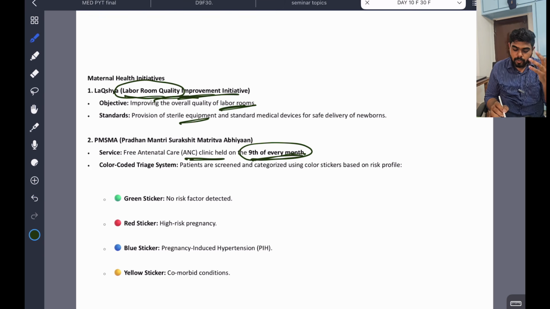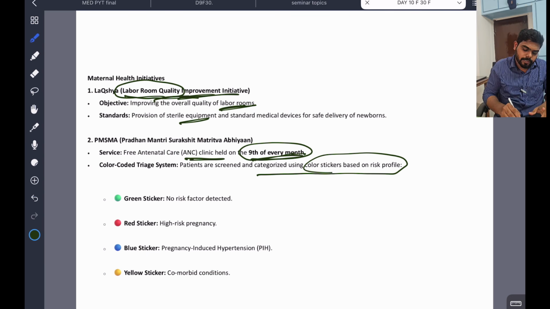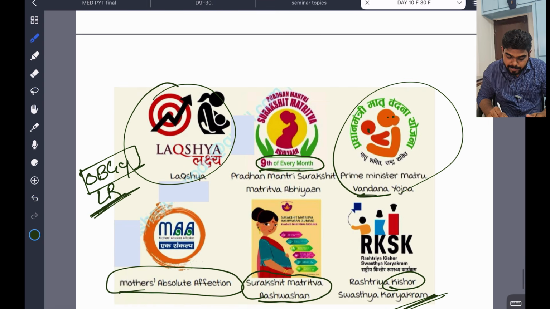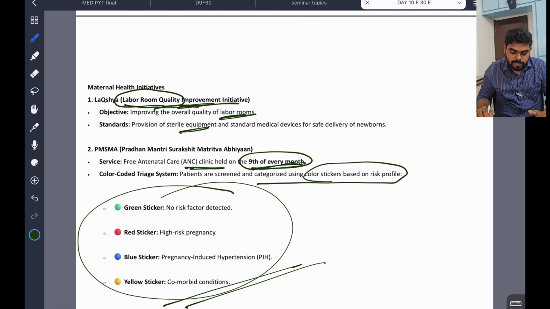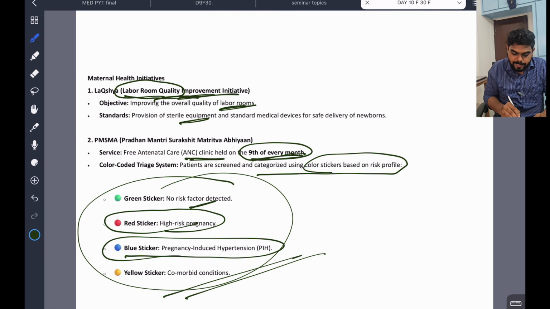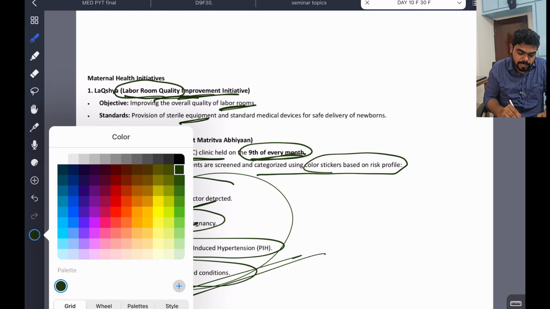And it is color coded: patients are screened and categorized using colors. This can be a potential question in the NEET this year if they want to make it a little tough. You should know this scheme. You can see the 9th of every month, this is very important. So what are the color codes? Green sticker, no risk factor. Red sticker, high risk pregnancy. Blue, pregnancy induced hypertension. Yellow sticker is comorbid condition. So this is the potential question that can come.